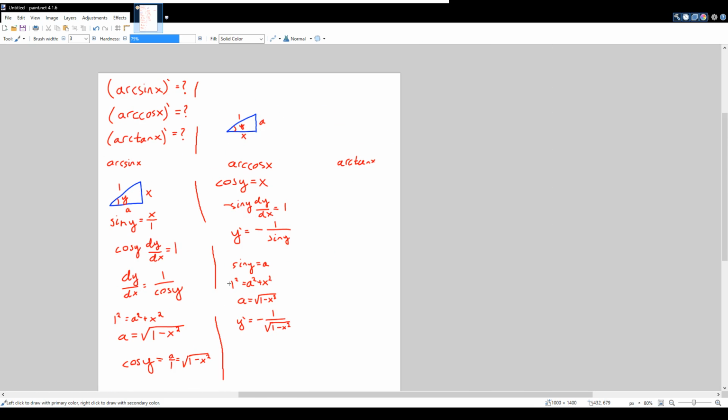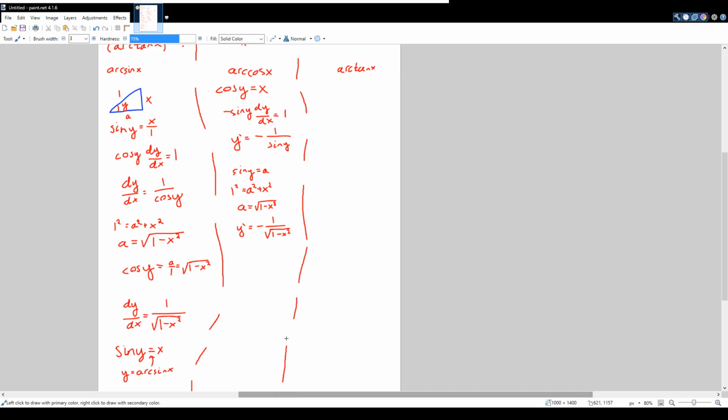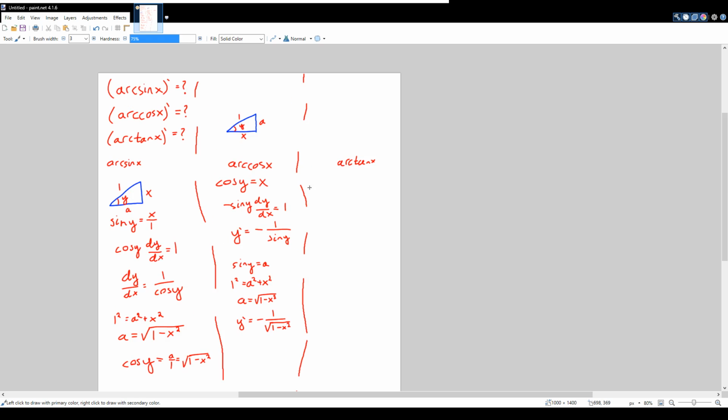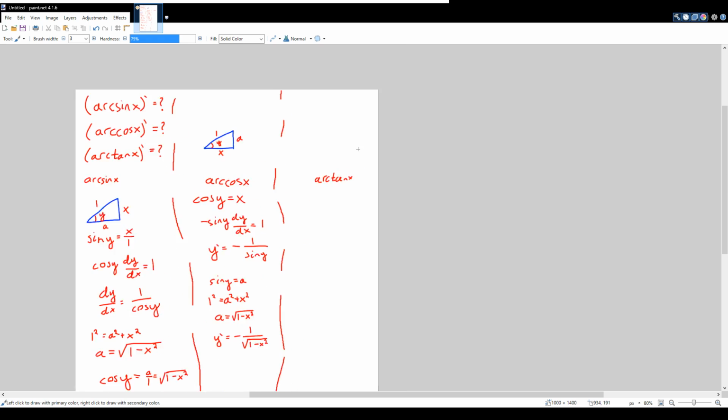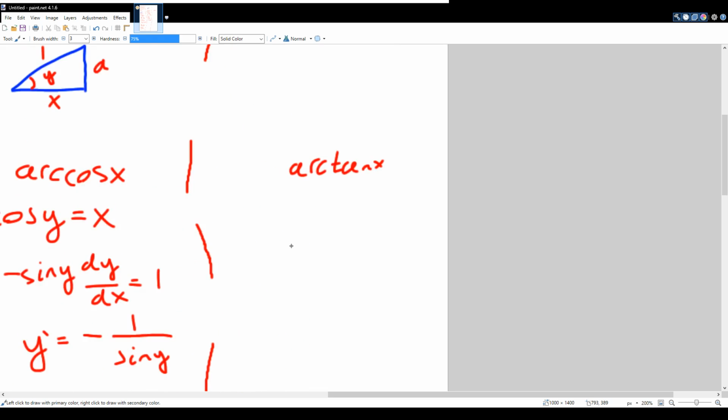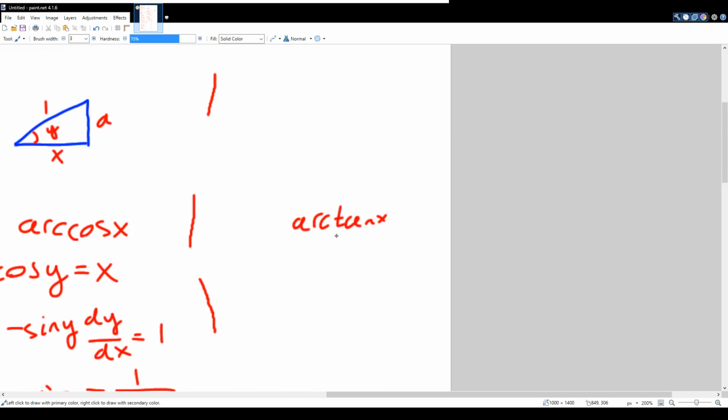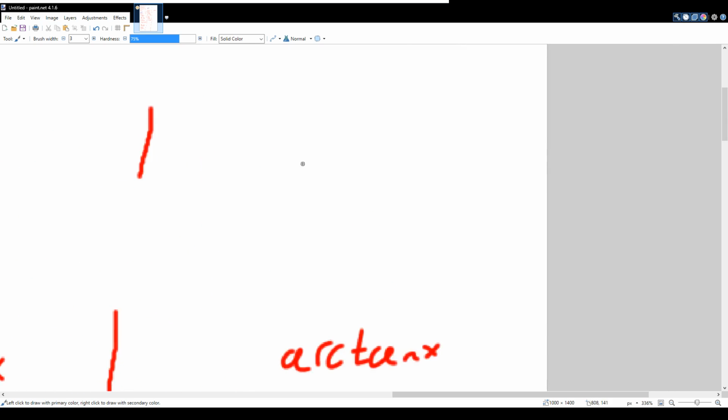And of course, the definition of arc cosine is cosine y equals x. The definition is that those statements are equivalent. So arctangent is a little bit different because now we're not really dealing with the hypotenuse until later. You'll see. So we're going to write a triangle out here.